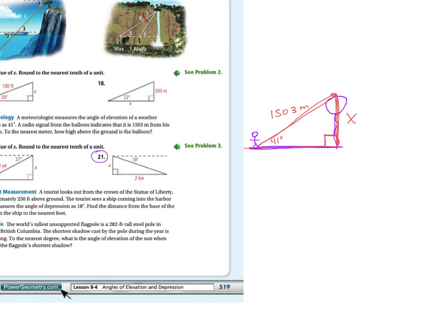So first thing, where do you start? Always from the angle. So we're going to start right here at the 41, and we're going to figure out what two sides we have. This would be called the opposite. This one is the hypotenuse. So which trig function uses opposite and hypotenuse? It's the SO part of SOHCAHTOA, opposite over hypotenuse.